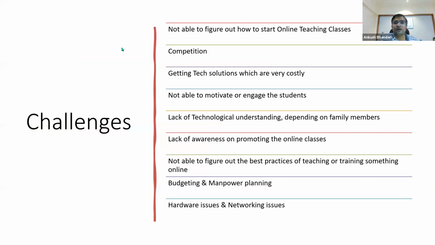The other issues: not able to figure out how to start online teaching classes, for many of the participants. Competition is again becoming an issue in online teaching, since it does not require lots of effort to start. Many people are getting technological solutions which are very costly. For example, if I want to start online teaching, I need a website, and for the website alone I need to invest 10,000-15,000 rupees a year.